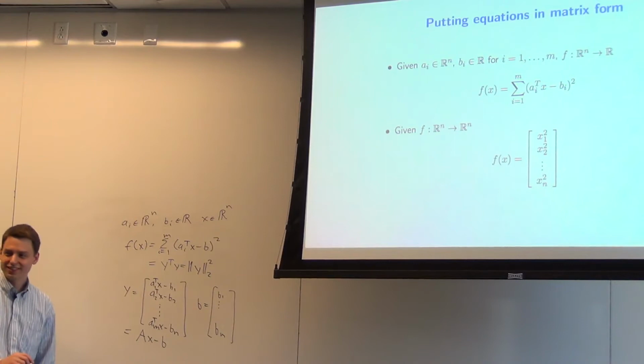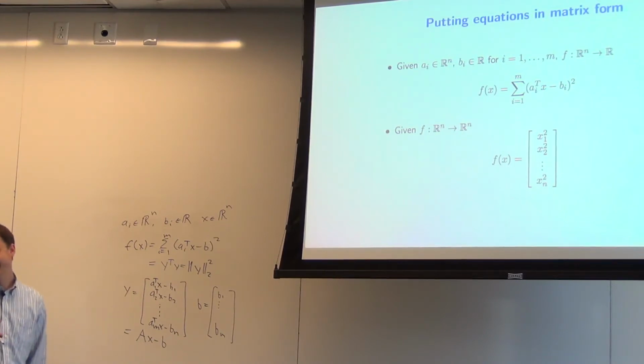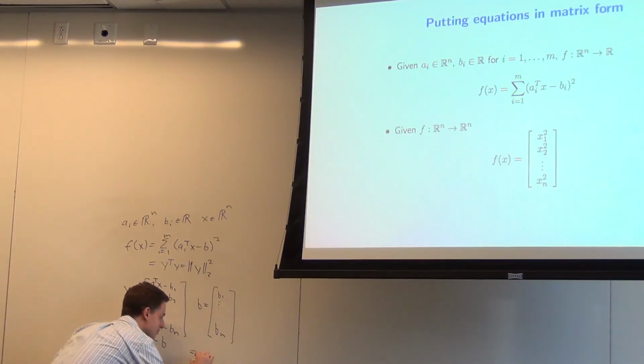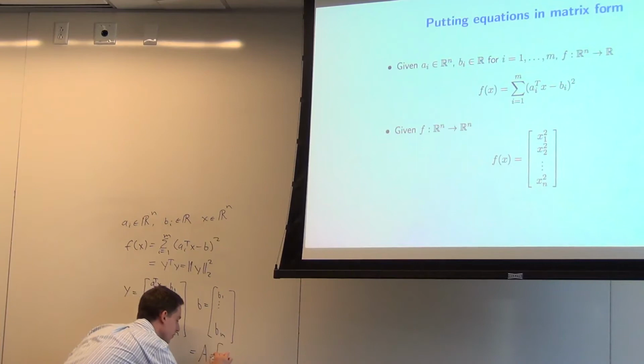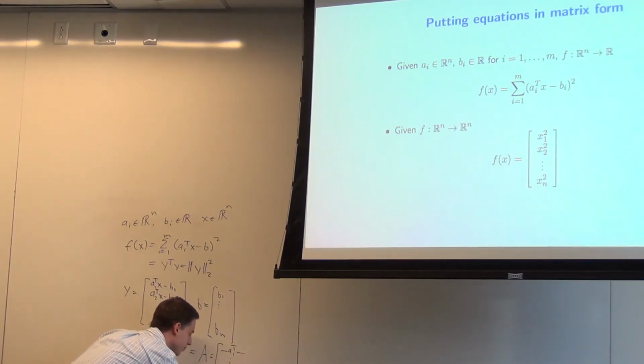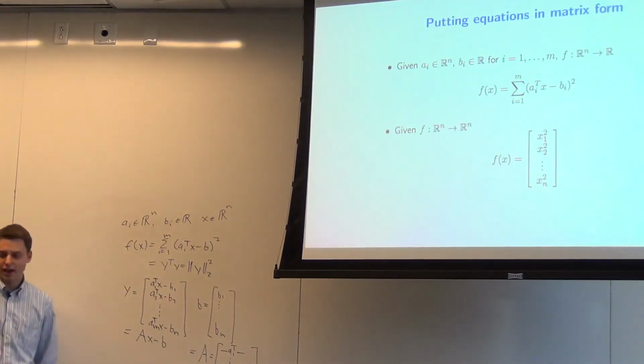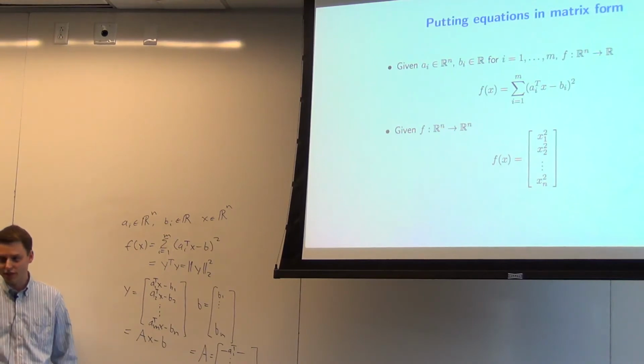Close. What's the other possibility? Yeah, transpose, the rows. Yes. Okay, does that make sense why that one was the right answer? So A here is a matrix with a1 transpose as the first row, all the way up to am transpose as the last row. So y equals Ax minus b with these definitions.